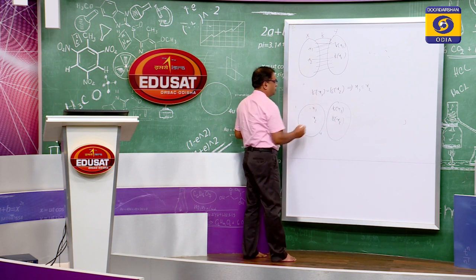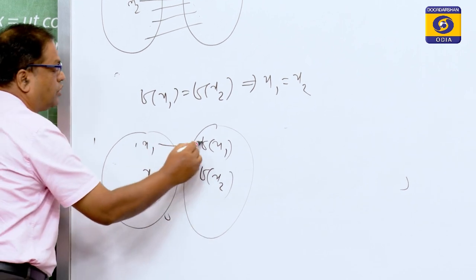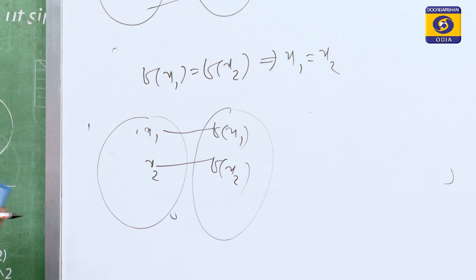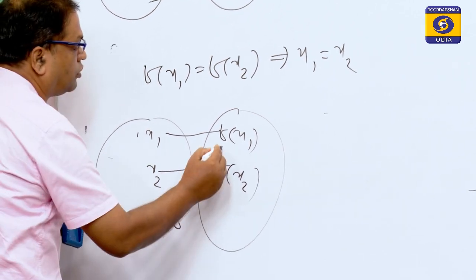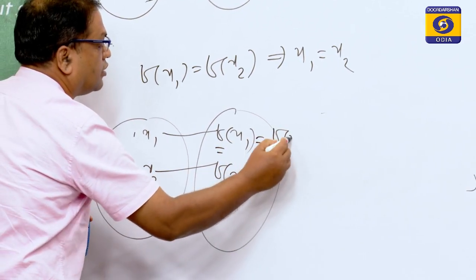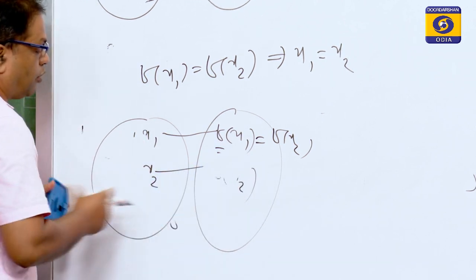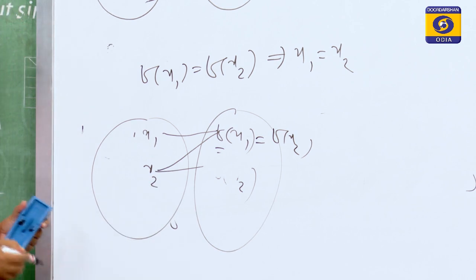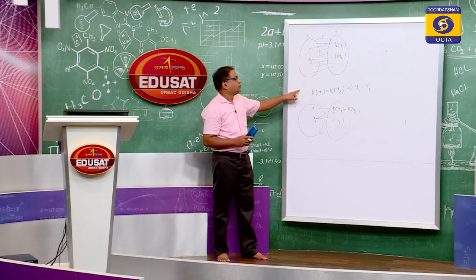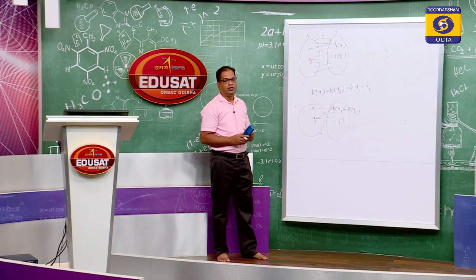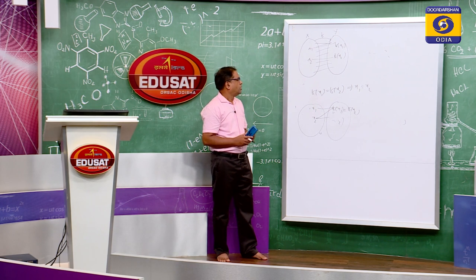x 1, x 2. Now, x 1 goes to f x 1, x 2 goes to f x 2. Suppose f x 1 is equal to f x 2, then if x 1 is not equal to x 2, the function will not be 1-1, it will be many-1. So when a function is 1-1, if f x 1 is equal to f x 2, then we will show x 1 is equal to x 2.